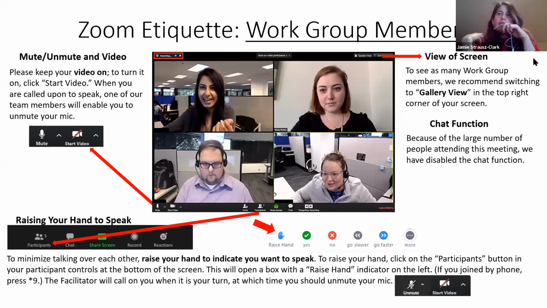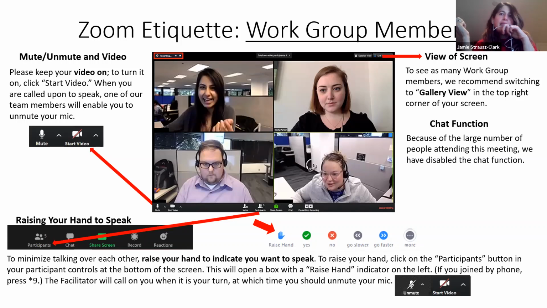Over in the upper right-hand corner, you'll find the view screen options. We always recommend switching to gallery view so you can see as many workgroup members and project team members as possible. As with our past meetings, we've disabled the chat function because of the large number of people attending today. We can't monitor both the chat and the main room. But you should still be able to reach HMA Events, your host, if you're having any trouble.